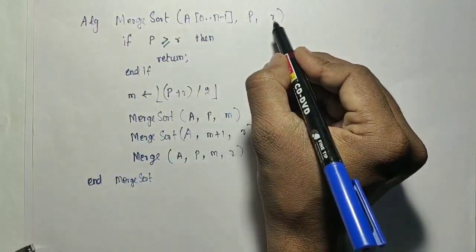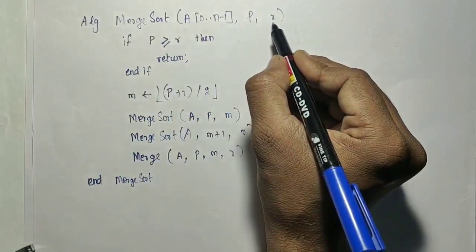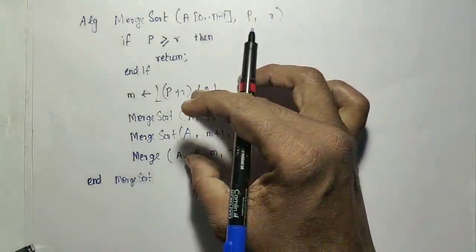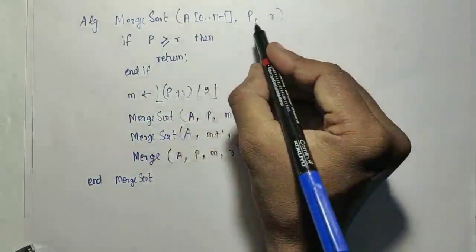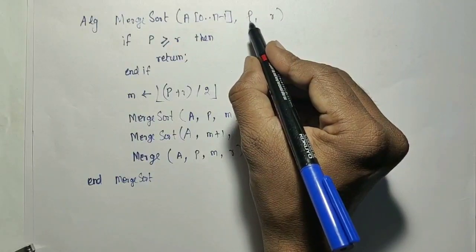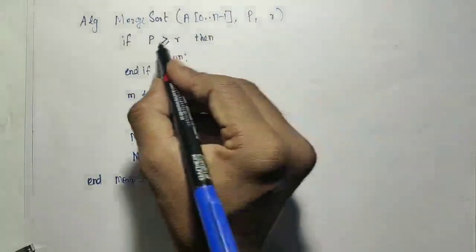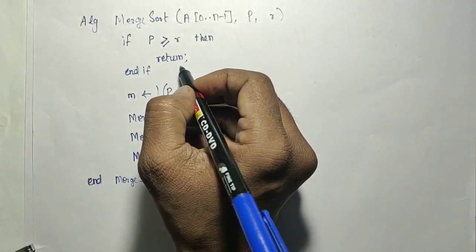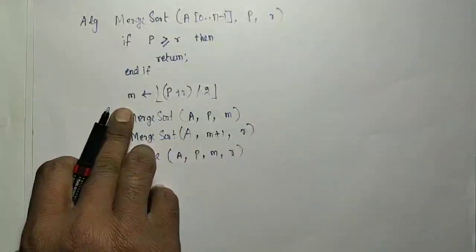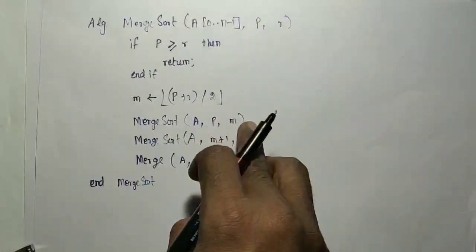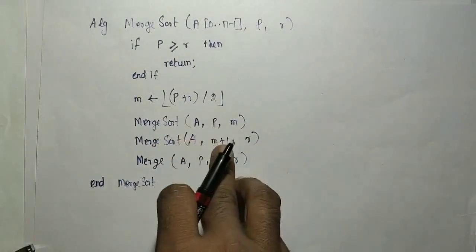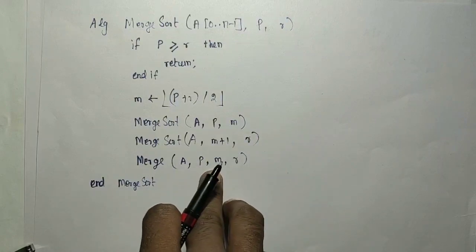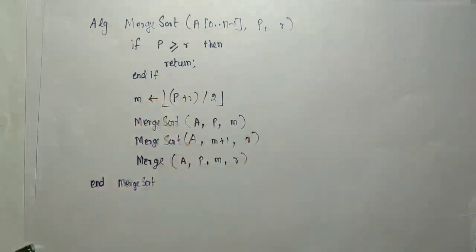If p is greater than r, that is, the lower is greater than the higher, then it is an invalid index. In that case also, no need to apply this algorithm. So you just check the validation of p and r. If p is greater than or equal to r, no need to do anything, just return. Otherwise, find the middle element, sort the first half, p to m, sort the second half, m plus 1 to r, using the same algorithm, and then merge these two.